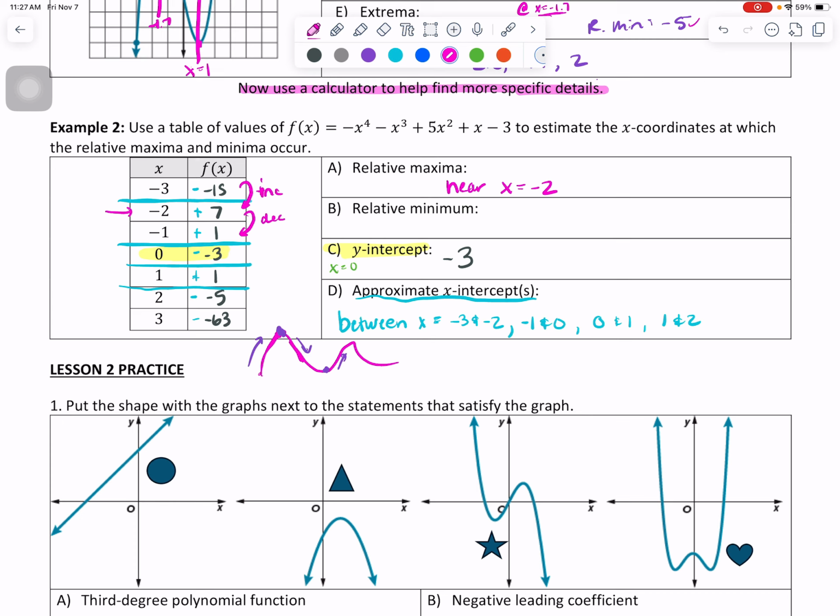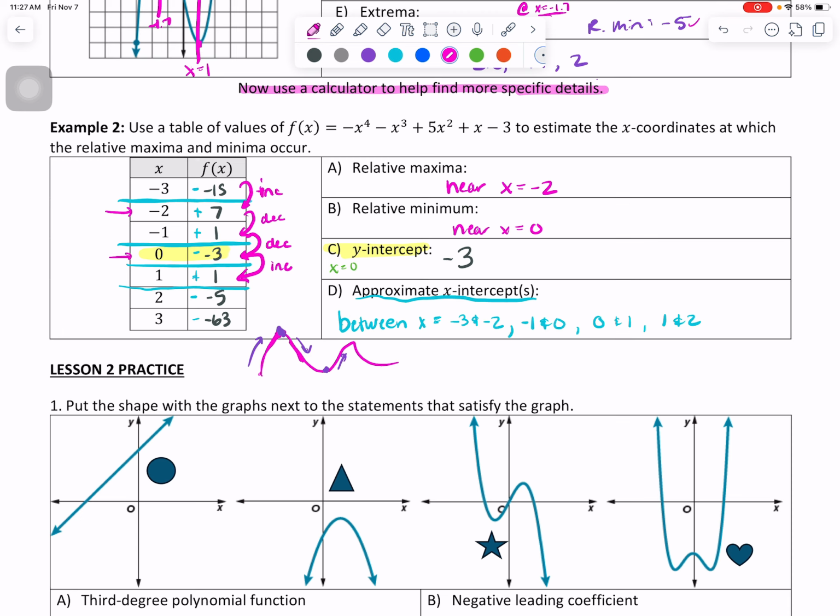Okay? And then now it's decreasing from 7 to 1. Then from 1 to -3, it's still decreasing. Then -3 to +1, it's now increasing. So right here, it switched from decreasing to increasing, which tells us that would be a minimum. So it would be near x equaling 0.